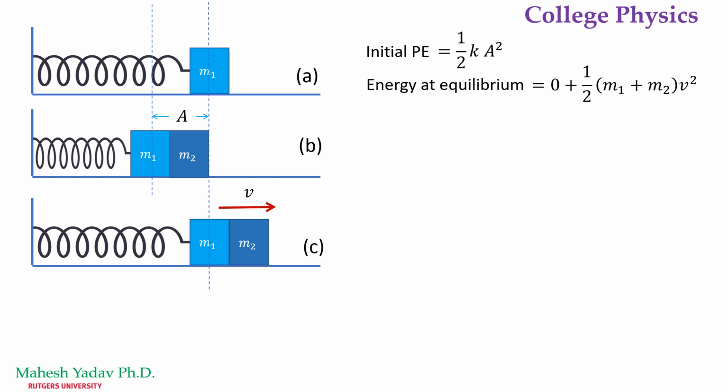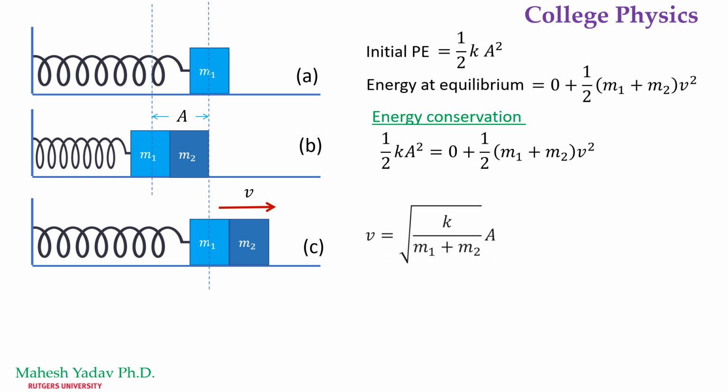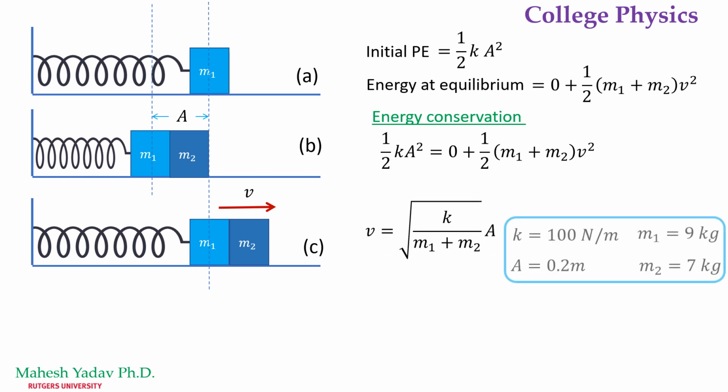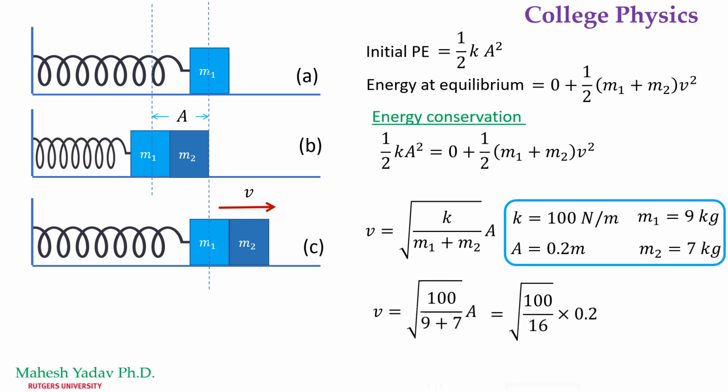Energy is conserved, so half K A squared is converted to kinetic energy. We then find the velocity. We now numerically calculate the velocity and find it equal to 0.5 meter per second. This is the answer for the velocity. Now, for the next part of the question.